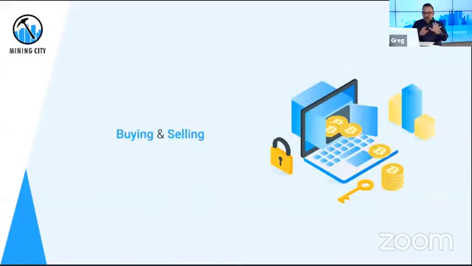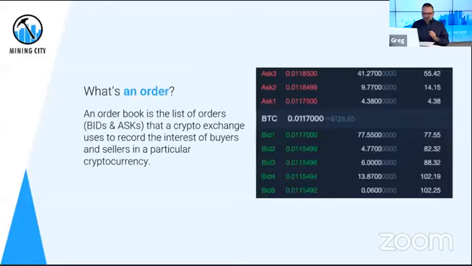So now that you know the basics, let's move on to the trading and management of cryptocurrency using different kinds of orders. Okay, so on every exchange, there is something called an order book. This is the list of orders used to record the interest in a particular cryptocurrency. You see, those orders are called bids and asks.